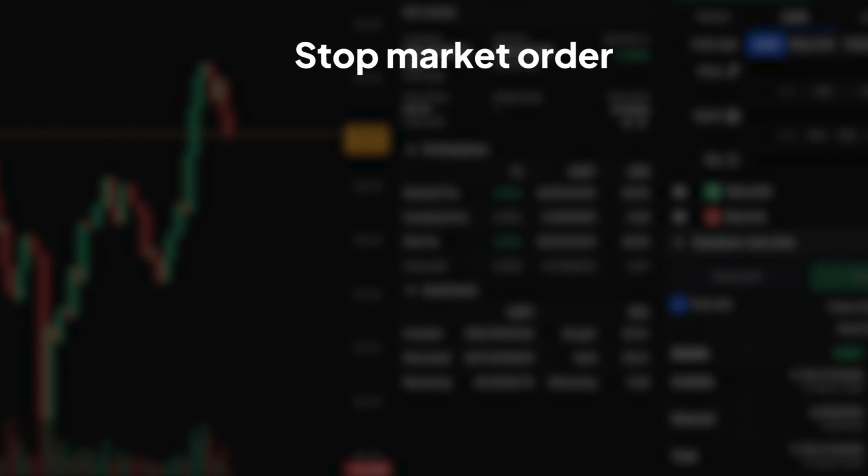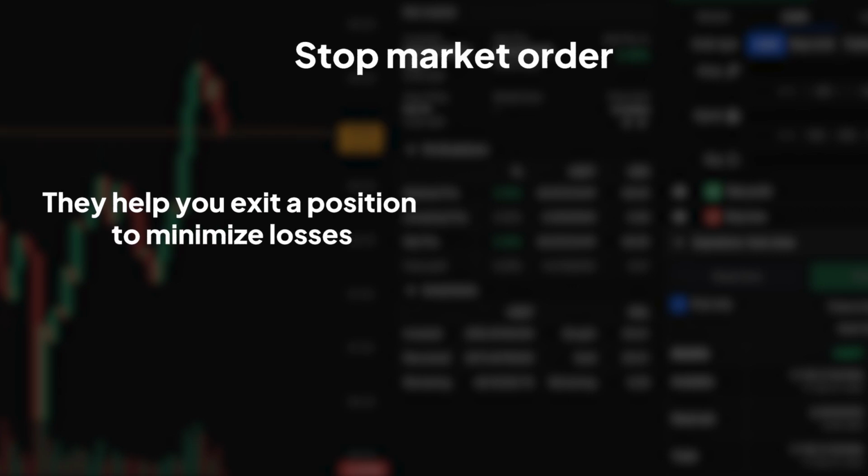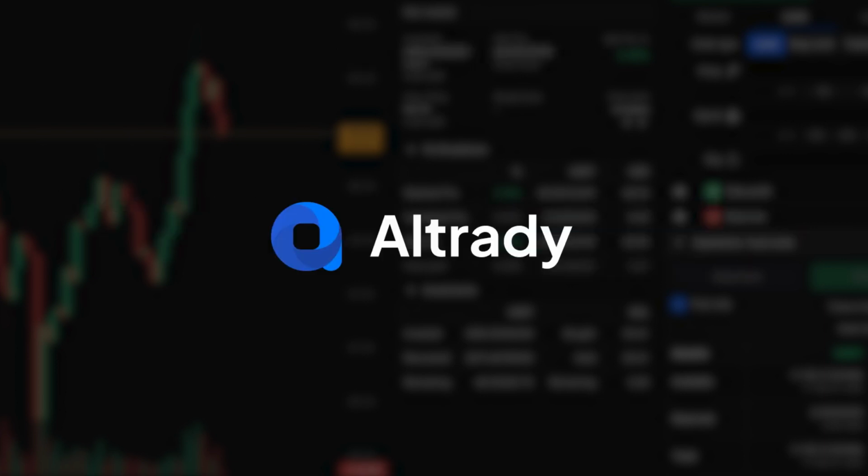Stop market orders are crucial in fast-moving markets where speed is essential. They help you exit a position to minimize losses or lock in profits without worrying about the order not getting filled. And that's how to place a stop market order in Altrady. This order type is key for managing risk in dynamic market conditions.